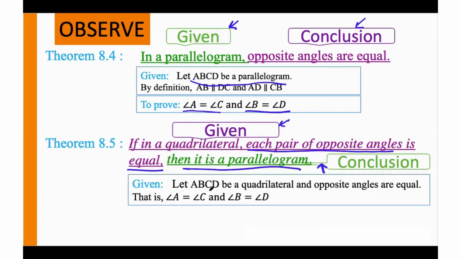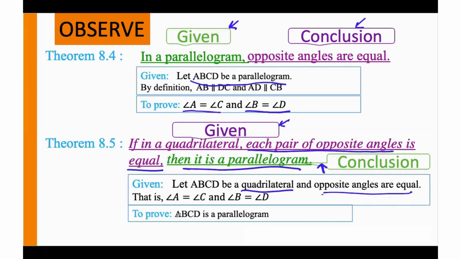So it is given that ABCD is a quadrilateral, okay, and the opposite angles are equal. We will prove that the quadrilateral is a parallelogram.